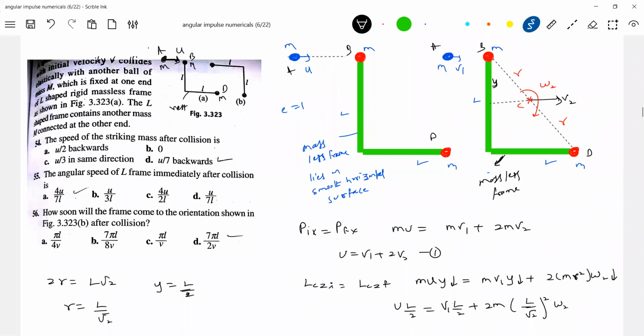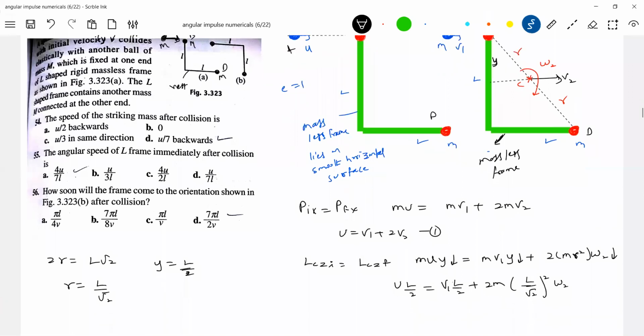Omega 2. How many unknowns are there again? Again, the biggest problem, there are 3 unknowns, so we need one more equation. What is one more equation? Coefficient of restitution formula or conservation of kinetic energy. Which one shall I apply? It's left to you. Will I get the same answer? Yes, I'll get the same answer. So I'll prefer conservation of kinetic energy because we never applied it.